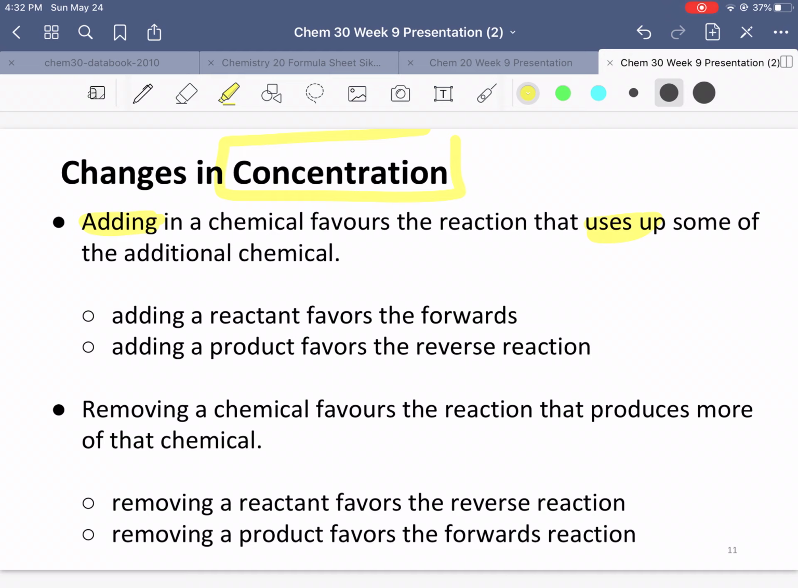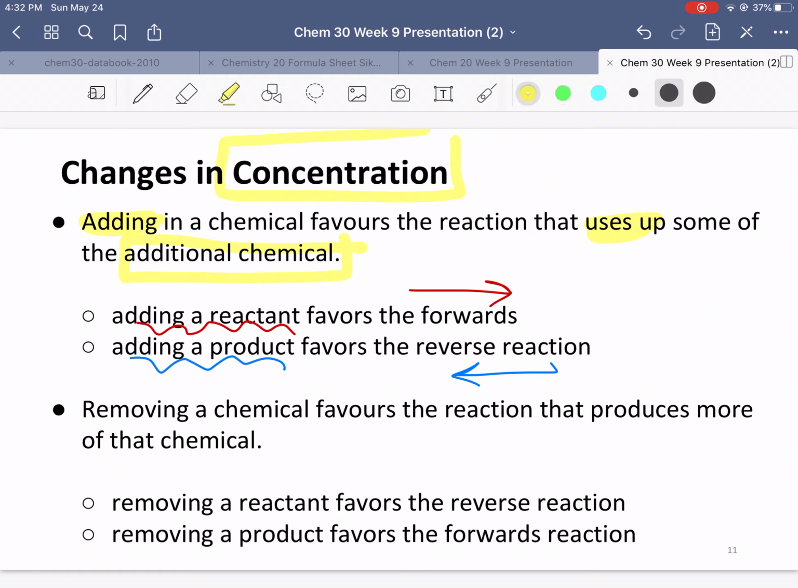So by adding that chemical in an attempt to use it up, there's one of two scenarios that can occur. If a reactant was added, it'll favor the forwards reaction to try to use up the reactant. Vice versa, if a product is added, it's going to favor the reverse reaction to try to use up the product and go back to the reactants.